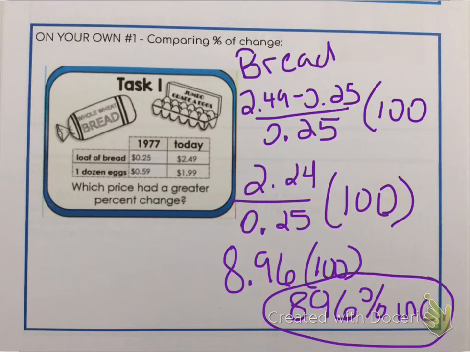Okay, now looking at the numbers before you do anything, you could probably assume which one had the greater percent of change. Okay, well, let's find the percent of change for the eggs. So at this point, you should pause and find the percent of change for the eggs.